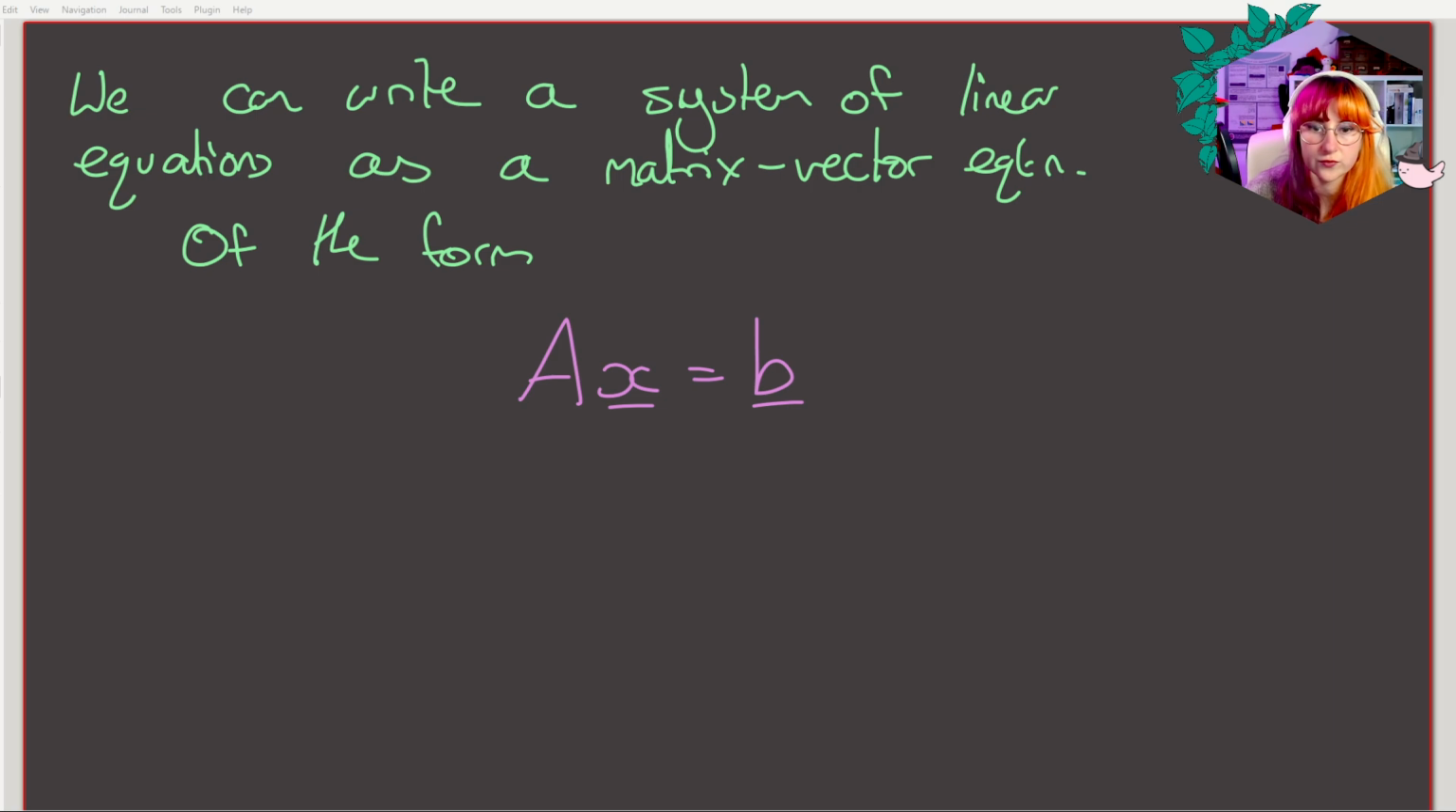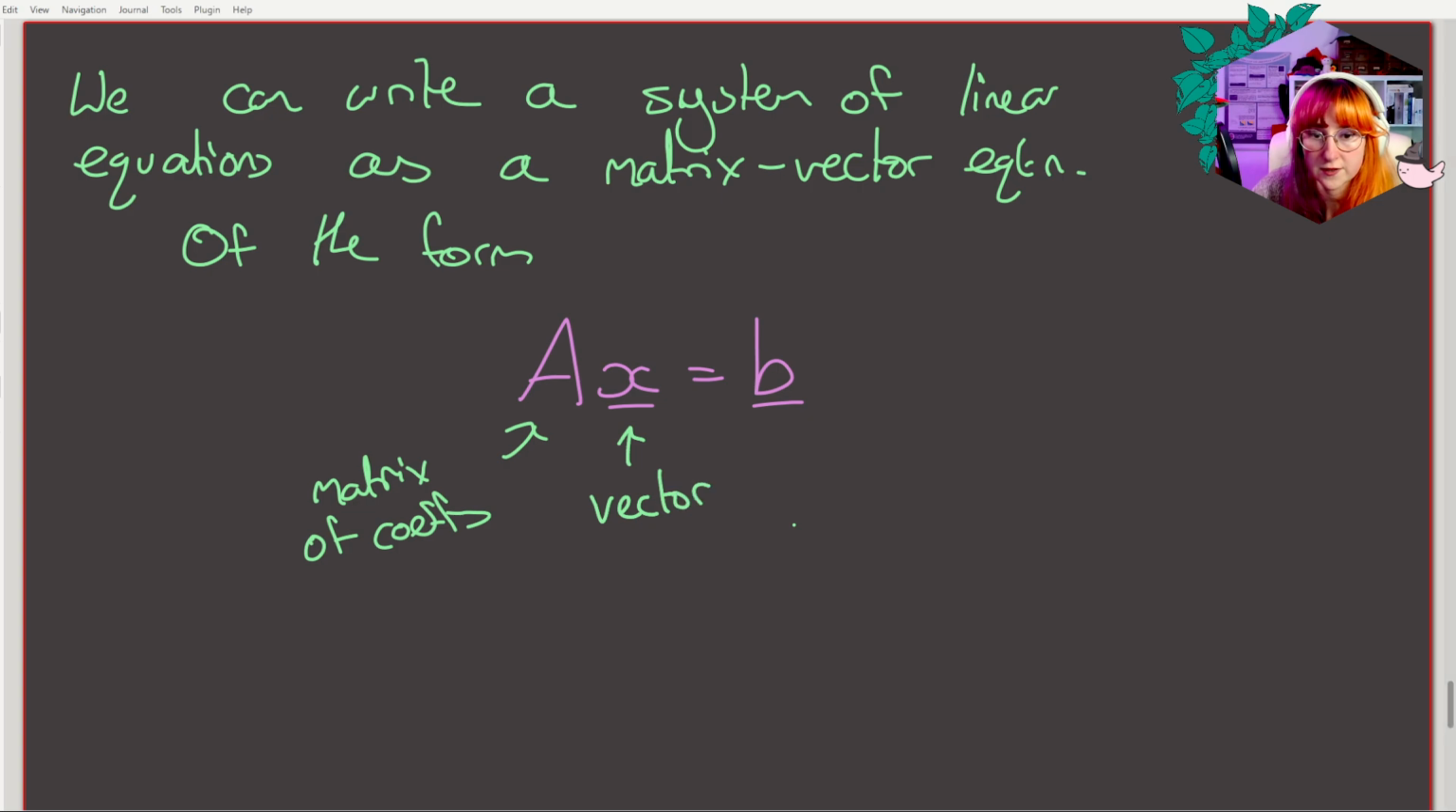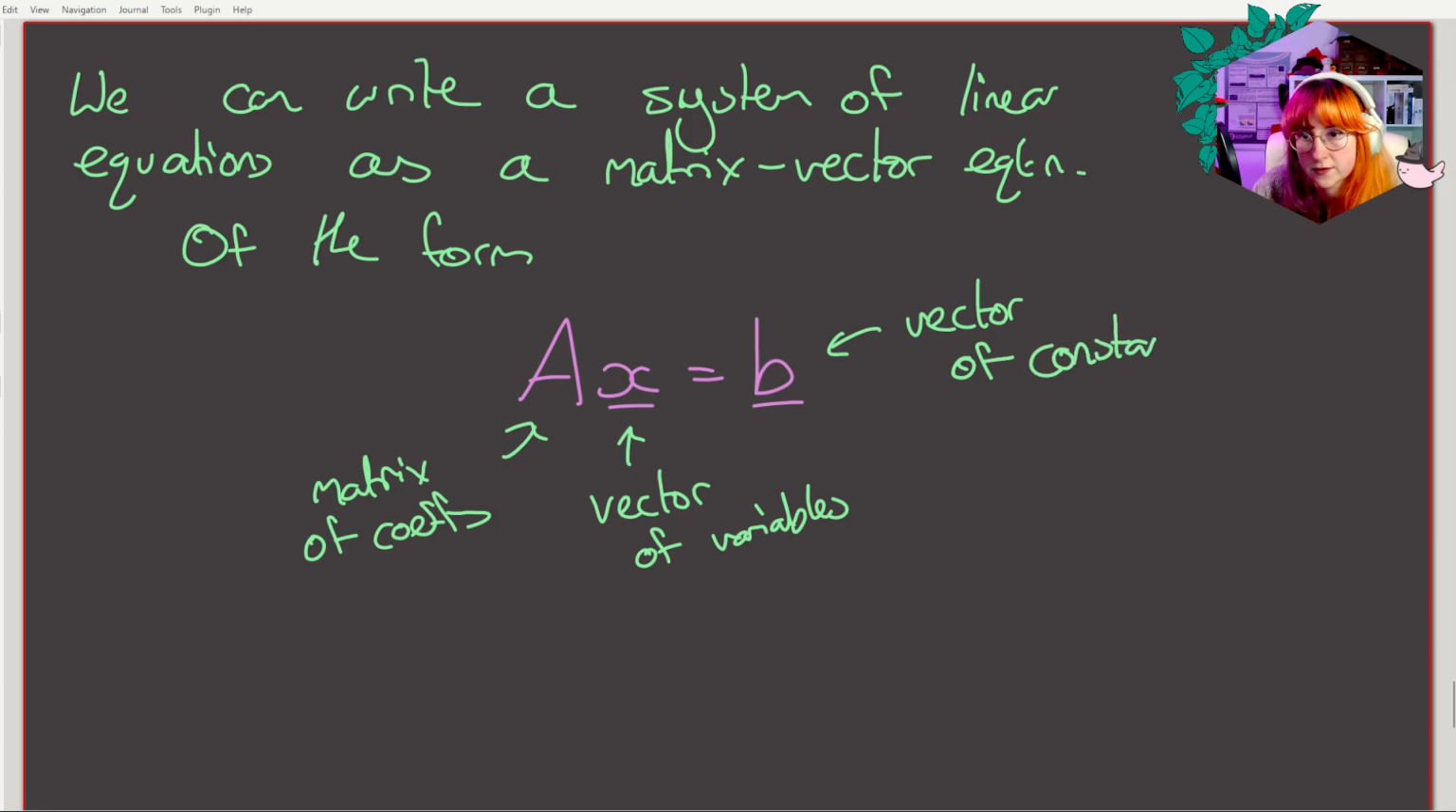So, we have contained in this our matrix of coefficients, our vector of variables, and our vector of constants. Okay? Don't need to remember all that. We'll do a demo of why now.